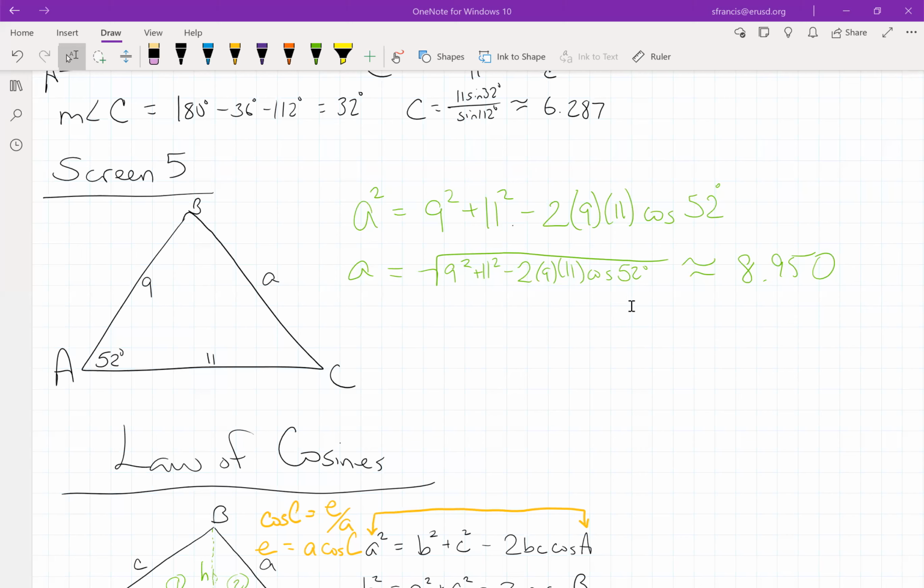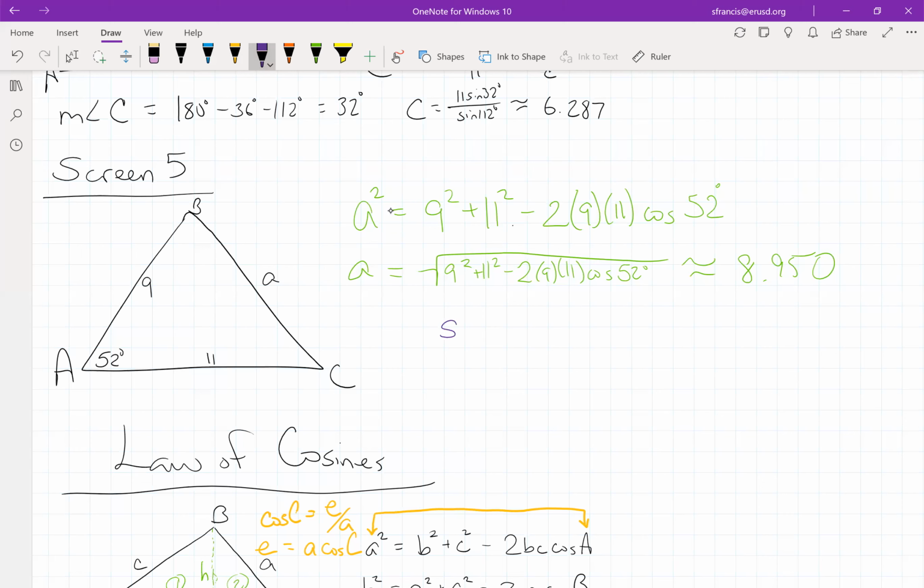All right, now that we know side A, we can now revert back to the law of sines to finish the problem. The law of sines, just because there are fewer terms, fewer things in the expressions, is a little easier to work with when possible, because you don't have so many things to manipulate or move around.